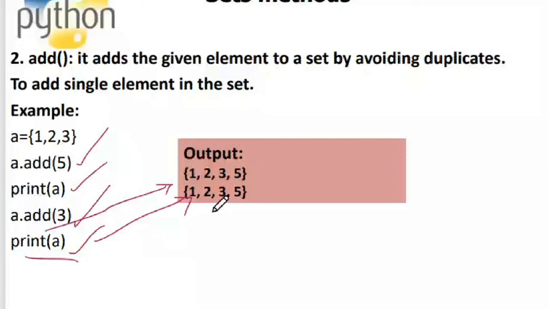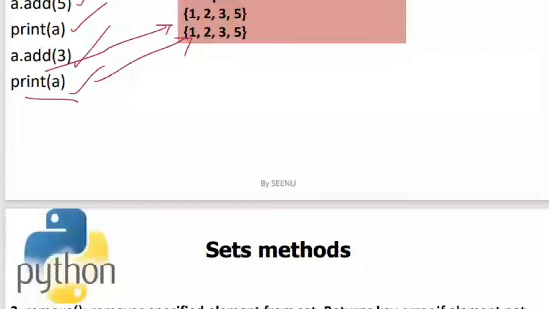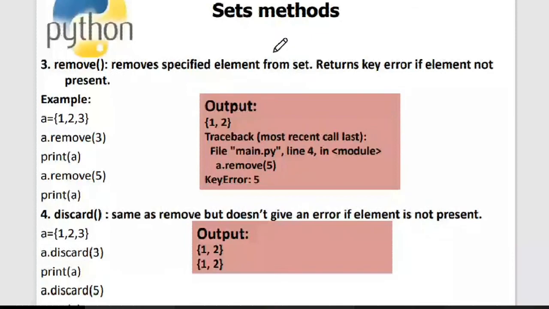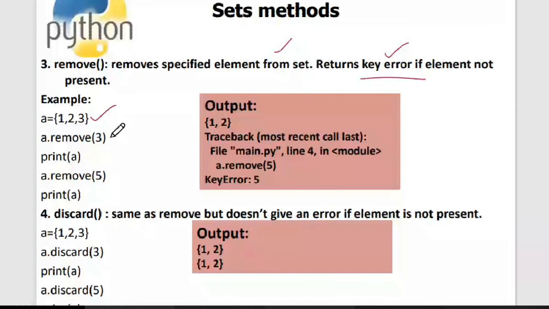The next method of the sets is the remove method. What is the description of the remove method? The remove method removes a specific element from the set. If the element is not there in the set, it will give me a key error. Say A is equal to 1, 2, 3 and I applied the remove method on the set, but I want to remove an element which is 3, so I said A dot remove 3. 3 is there in the set.